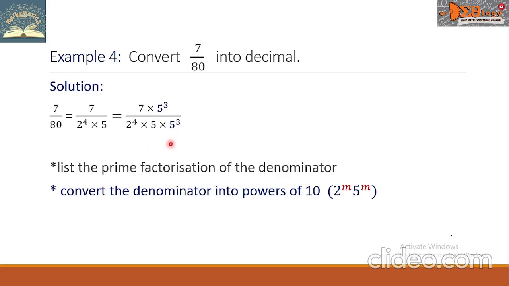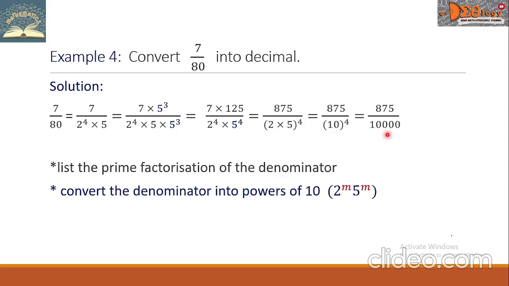When we simplify the denominator, we have now 2 raised to 4 times 5 raised to 4. In the numerator, we have now 7 times 5 cubed, which is 125. Then we simplify further our denominator. It becomes 2 times 5, and the quantity is raised to power 4. In the numerator, 7 times 125 is 875. The 2 times 5 here becomes 10, that is raised to 4. Simplifying this 10 raised to 4, we have now 10,000. So we have the fraction 875 over 10,000.